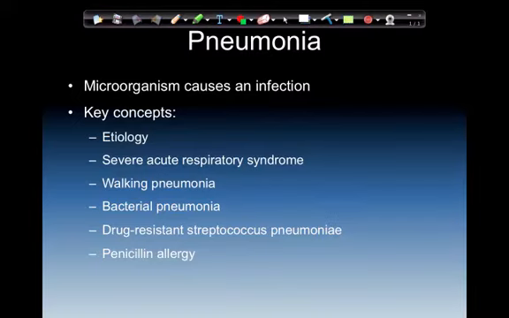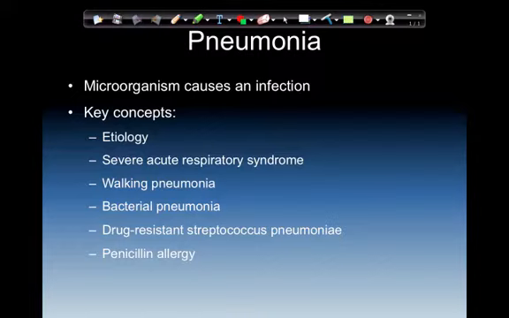Walking pneumonia, primarily atypical pneumonia, is a pneumonia that is not so debilitating as to require bed rest, although it is incapacitating, has a protracted recovery, and is often resistant to antibiotic therapy. Bacterial pneumonia is caused by bacteria in the environment. Pneumococcal pneumonia and streptococcal pneumonia come to mind. We get all kinds of nasty pneumonias now because people don't actually take all of their antibiotics, so we get drug-resistant streptococcal pneumonias.